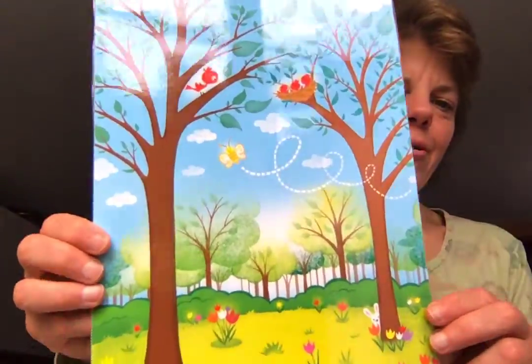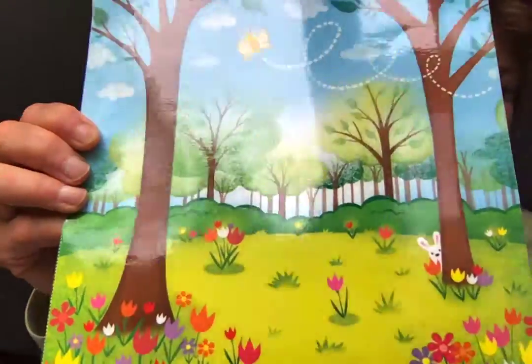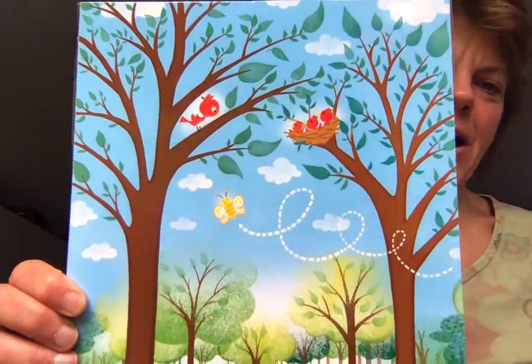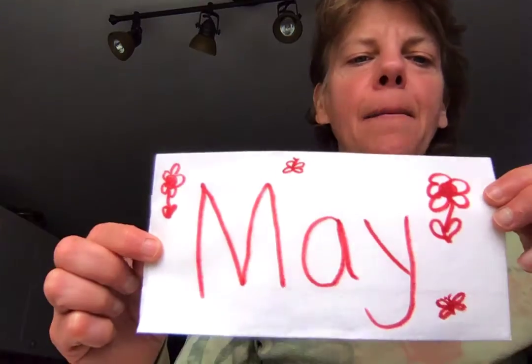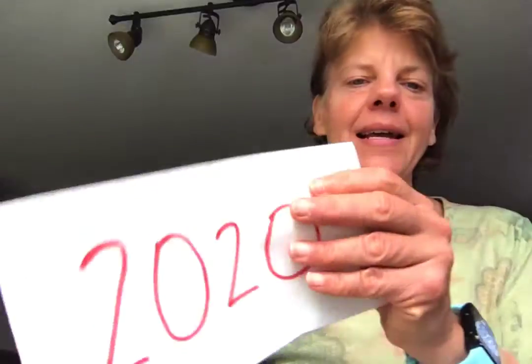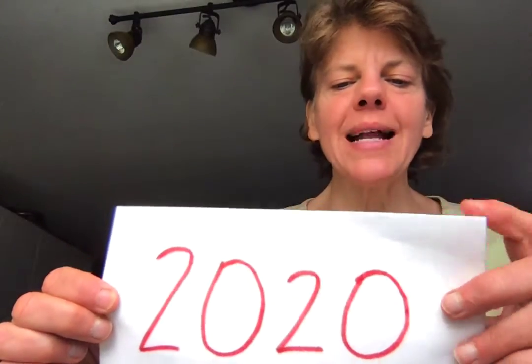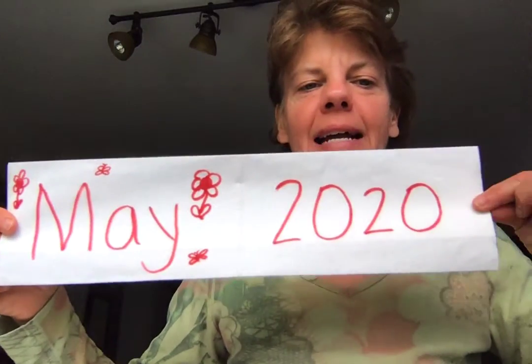Morning, everybody. How are you feeling on this fine spring day? Do you remember the name of our month? It rhymes with way and day. It is May. Can you say that? May. And the year is 2020. Today is Tuesday, May 19th, 2020.